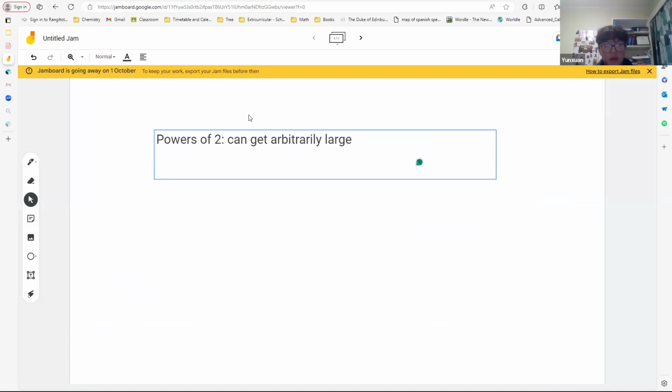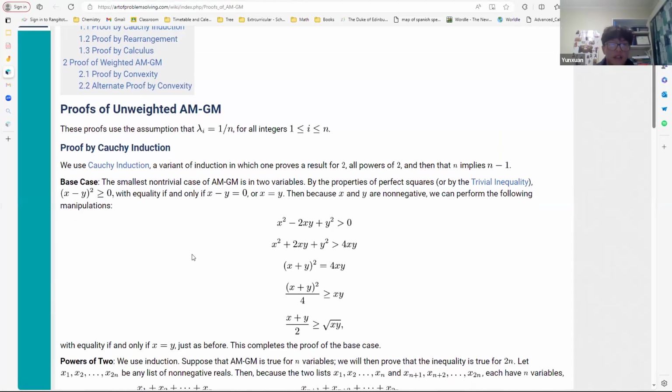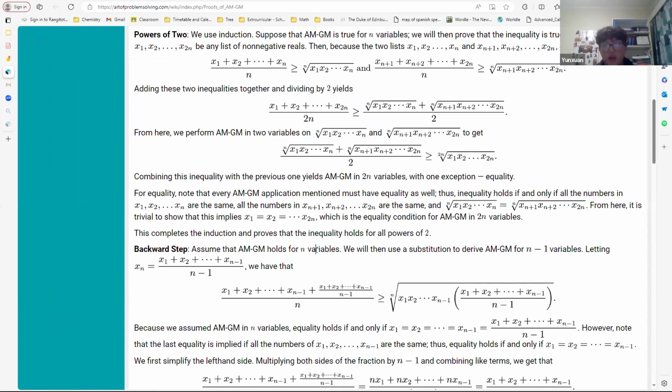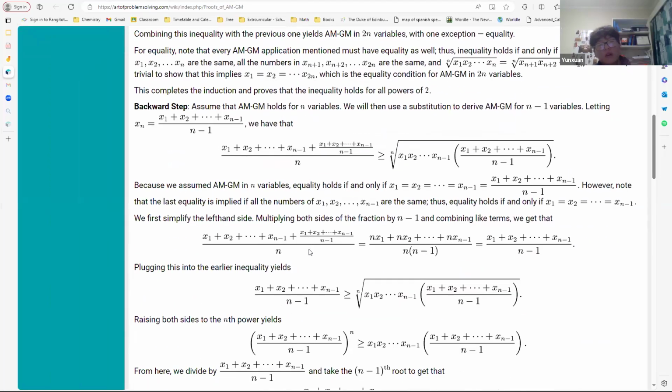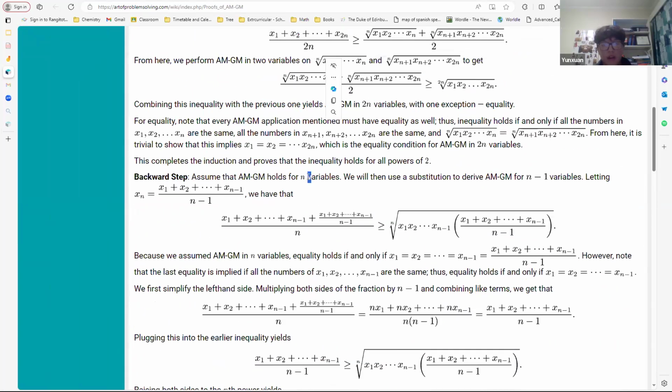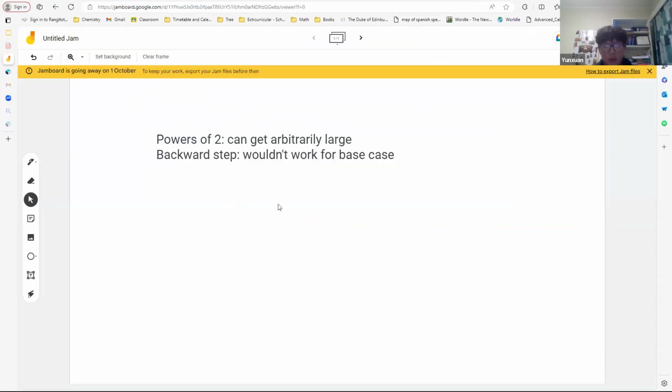And then the backward step wouldn't work for a base case. Because if you think about it, our base case is only for 2. And our backward step goes from n back to n minus 1, right? And because it goes back from n to n minus 1, our 2 would go from 2 to 1 to 0, and then we can't go to negative 1.